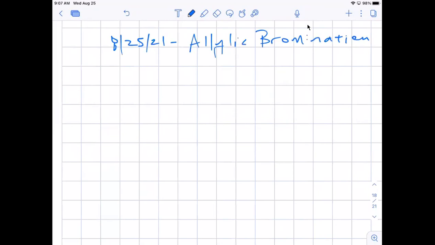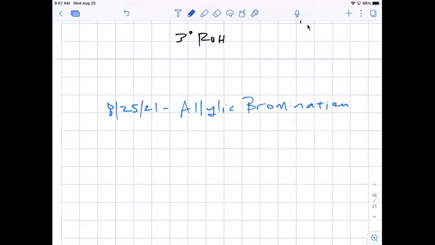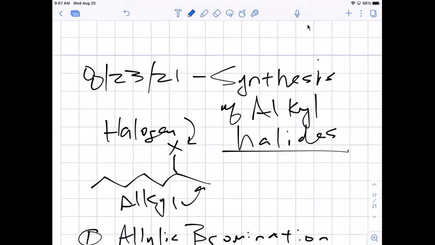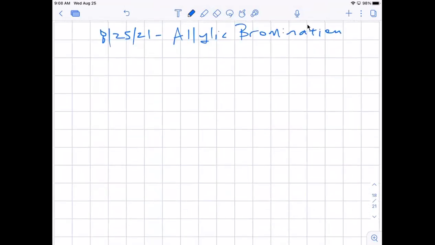So we're going to start with Allelic Bromination, and this is, again, one of our methods that we discussed the other day regarding synthesis of alkyl halides. So the synthesis and application of alkyl halides is the umbrella we're working under. We're going to talk about this first method of Allelic Bromination. I want to introduce it a little bit, and I want to work a few examples that'll help us understand the concept a little more.